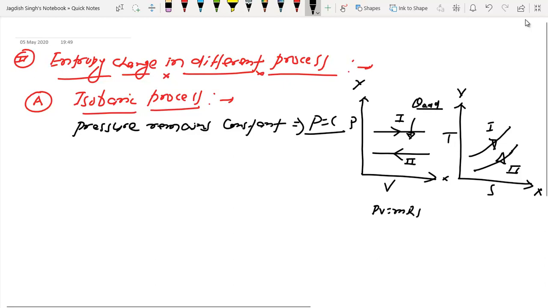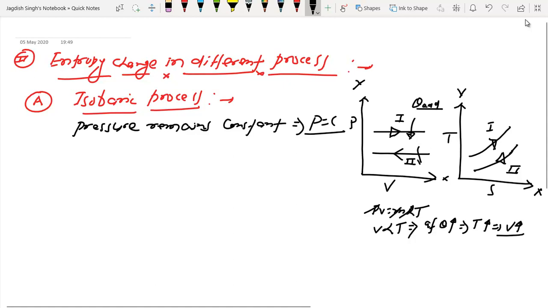This is the guiding equation, PV is equal to mRT. In this process, the pressure is constant, m is constant, R is constant. That means volume is proportional to temperature. This implies if heat is added, what will happen? The temperature will increase. If temperature increases, that means volume will increase, right? And in process 1, since volume is increasing, because we are moving from left to right, that's why process 1 is a heat addition process.